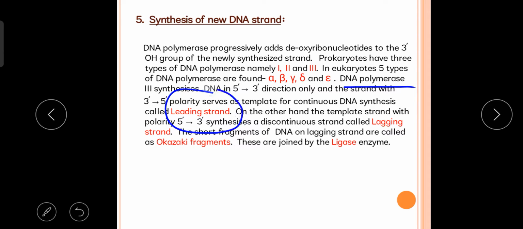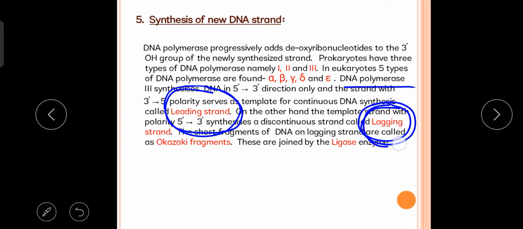I will show you in the diagram which one is the leading and which one is the lagging strand. This is very important. The other new strand is called the lagging strand. That means from one DNA molecule, 2 new DNA molecules are produced. In these 2 new DNA molecules, one new strand is continuous, called the leading strand, and one new DNA strand is discontinuous, called the lagging strand.